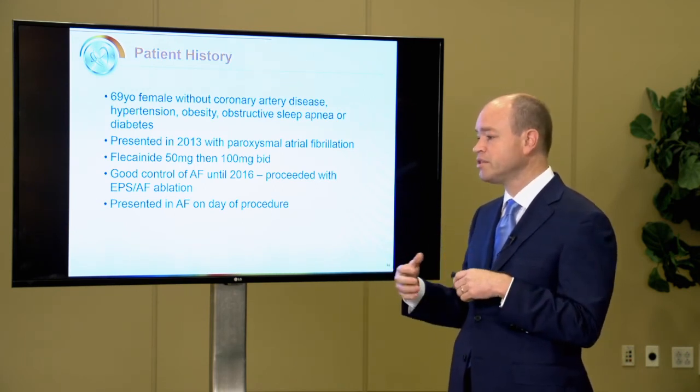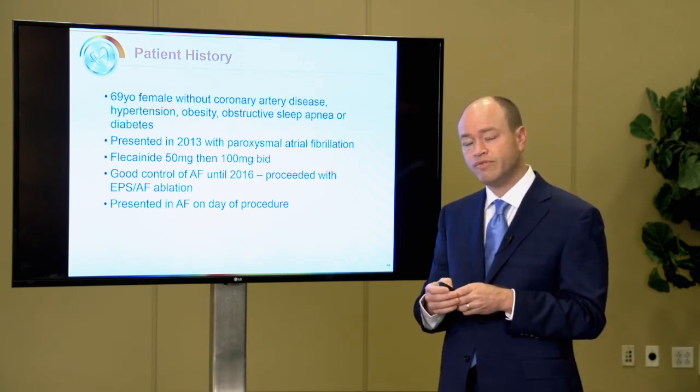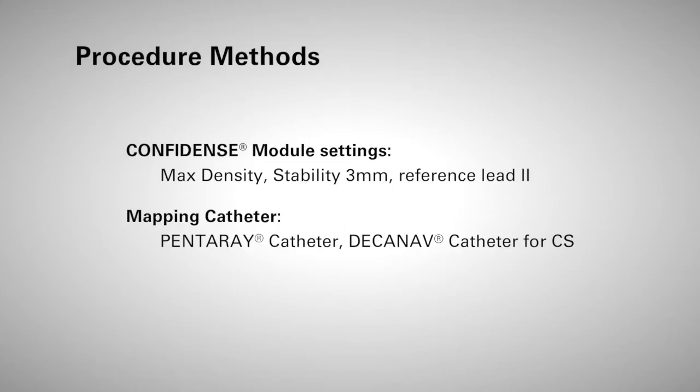On arrival the day of the procedure, she was in atrial fibrillation, which allowed for mapping in ripple with atrial fibrillation. For AF mapping, the procedure methods are outlined here. The confidence, again, with Pentarray is key to mapping these particular rhythms, all of them. The module settings, again, are maximum density to increase point coverage, stability catheter at 3 millimeters.